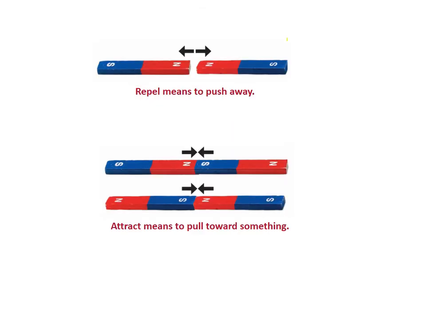Finally, these pictures summarize what we have just learned. So, like poles, or poles that are the same, repel each other, and repel means to push away from something. Opposite poles, or poles that are different, attract each other, and attract means to pull towards something. Now we are going to watch a short video that explains how magnets attract and repel.